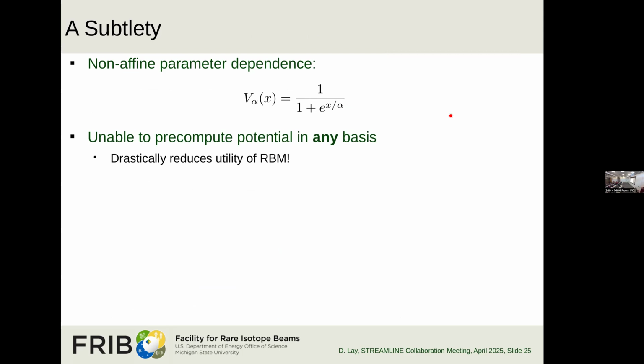If I want to solve this in a basis expansion method, it doesn't matter whether I'm using a harmonic oscillator basis or a reduced basis. I can't pre-compute this transformation as I vary alpha. While the reduced basis method still provides a speed up over a generic basis, this non-affine parameter dependence drastically reduces that utility.